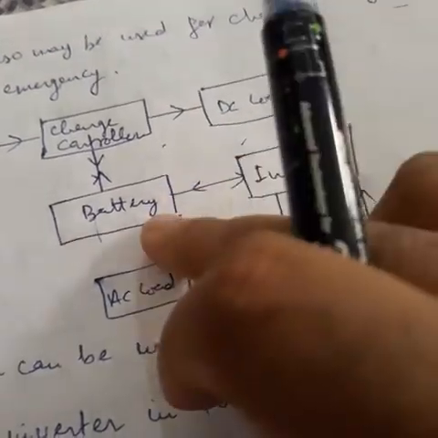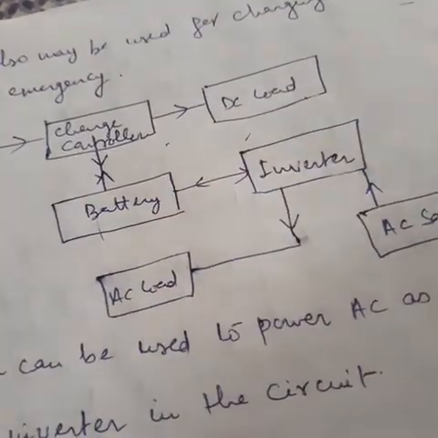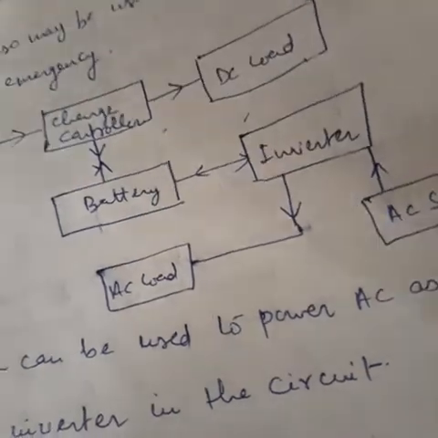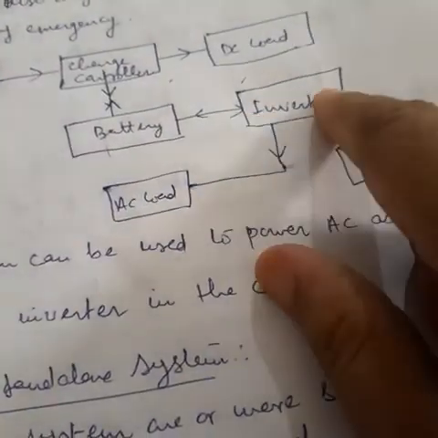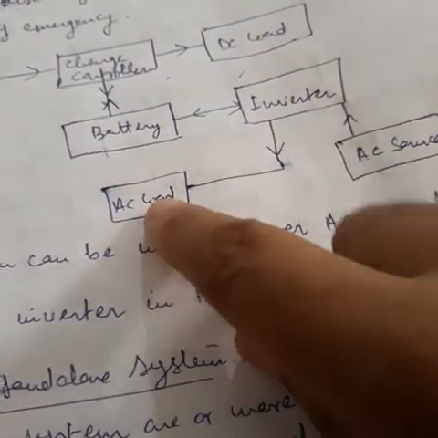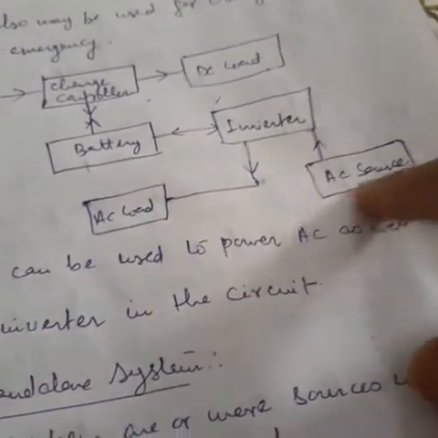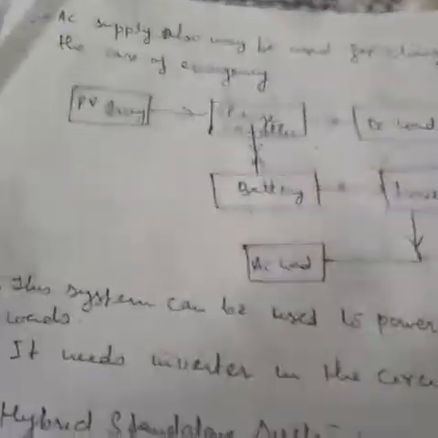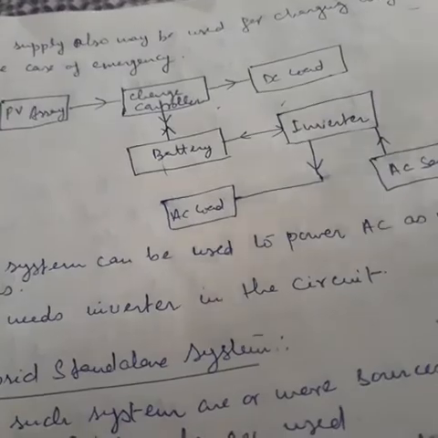Inverter load is battery से जो हमें भी करंट मिलेगी, that is in the form of DC, and this is converted with the inverter, it comes into the form of AC current, and this one is the AC source. This system can be used to power AC as well as DC loads.